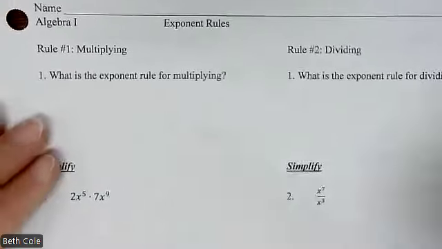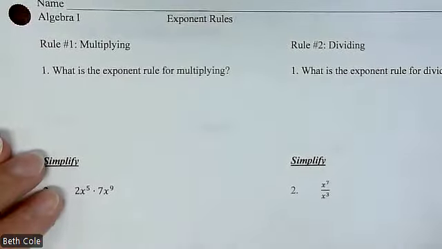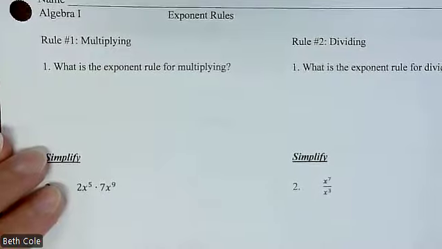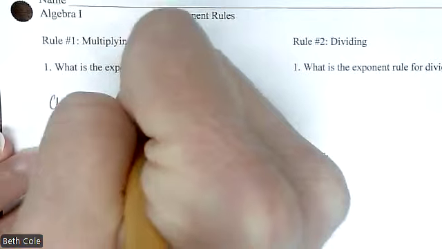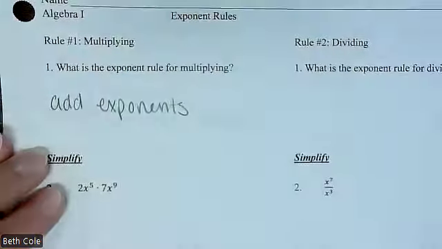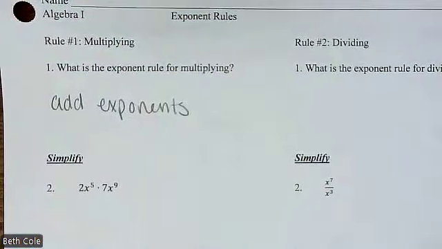So what is your exponent rule for multiplying? What do you do with your exponents? You add them. You add your exponents. But it's still a multiplication problem. So your coefficients, you still multiply those. It's still multiplication. You just add your exponents.